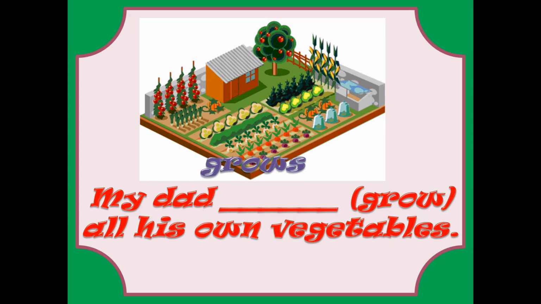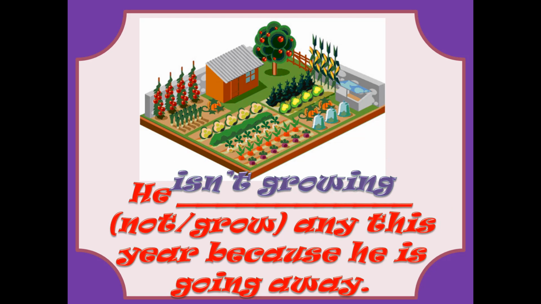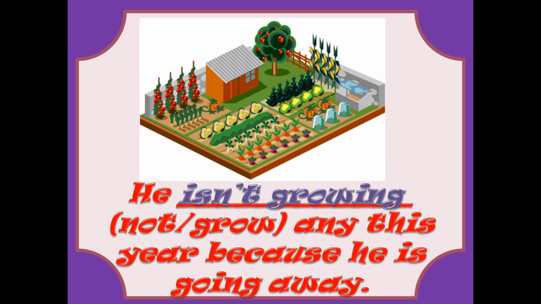My dad grows all his own vegetables. This is the habitual action of my dad. And in this sentence it should be: he isn't growing any this year because he's going away. This is a temporary situation for this year.